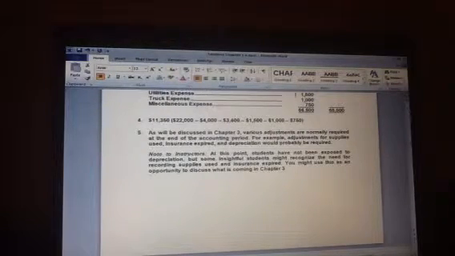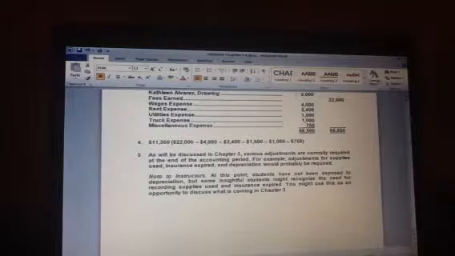Let me go back up where you can see that. The revenues, or the fees earned, was $22,000. And then if you subtract the expenses, the wages, rent, utilities, truck, and miscellaneous expenses, you end up with $11,350. That would be considered the net profit or the net income.